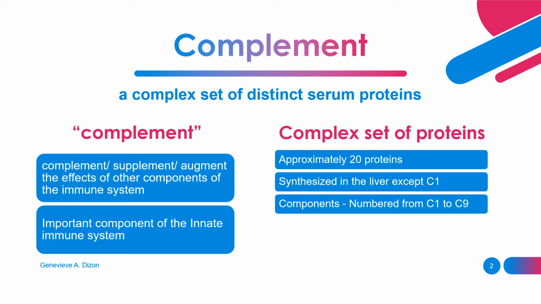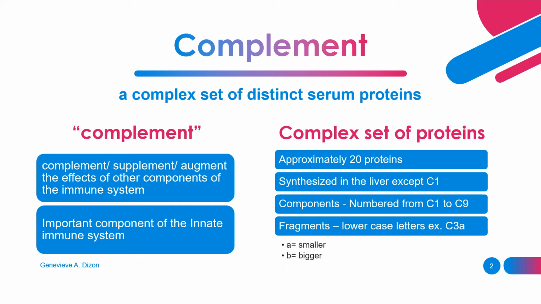These components are numbered from C1 to C9, and all 9 components consort or interact with one another. Fragments of these components are given lowercase letters. For example, a fragment of the C3 component is named C3a. A is usually given to the smaller fragment, while B is given to the bigger fragment.